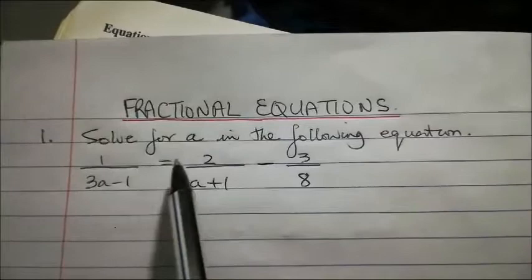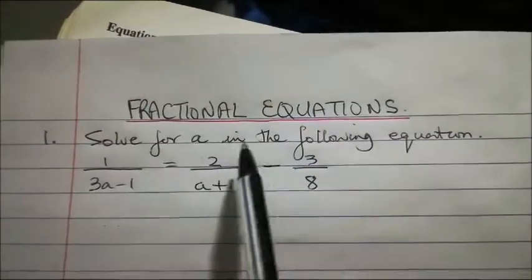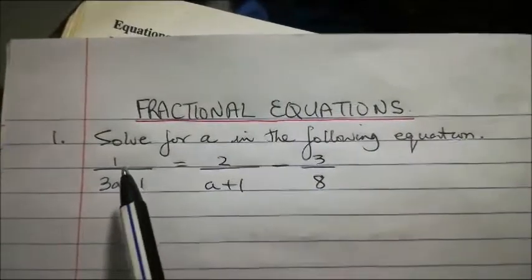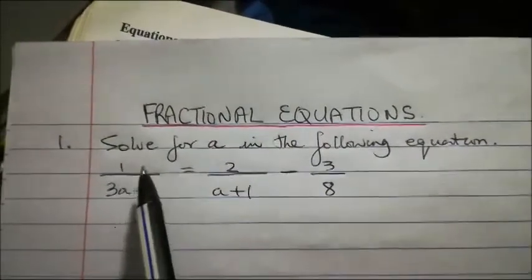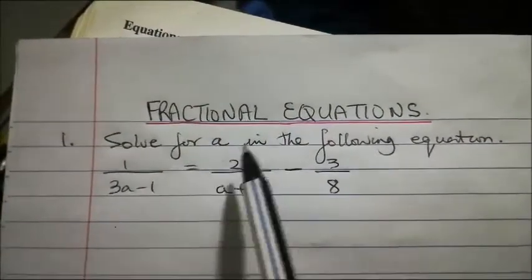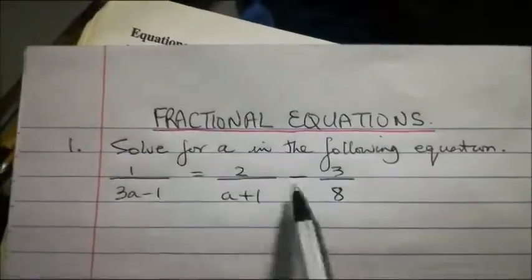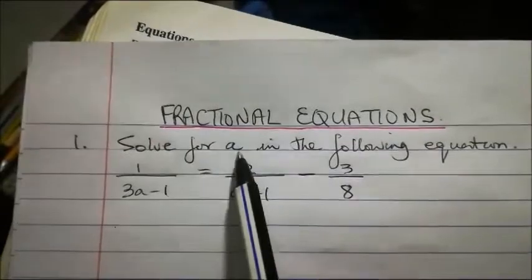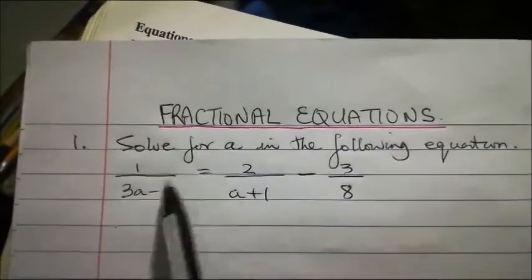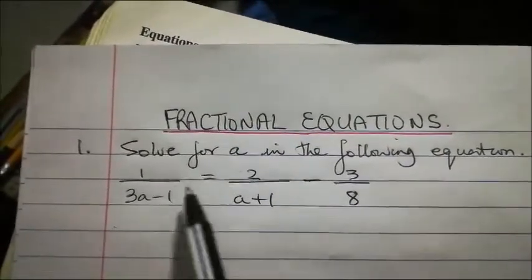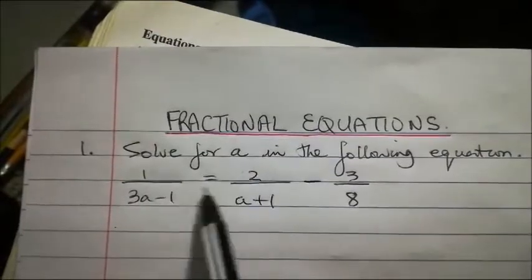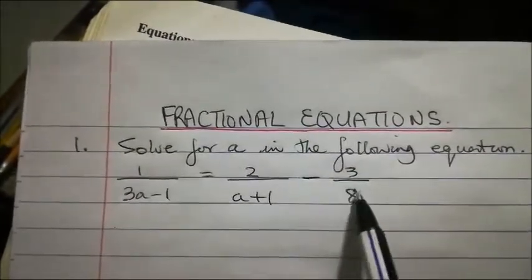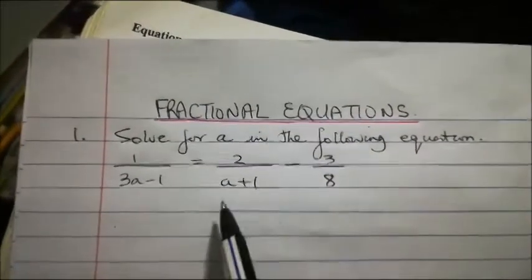This morning we're going to look at another special equation, and these are fractional equations, right? And here we have a situation where we want to solve for a in this equation. So the goal is to find the value of a in this equation, right? Where 1 over 3a minus 1 is equal to 2 over a plus 1 minus 3 over 8. Now, how are we going to proceed now?